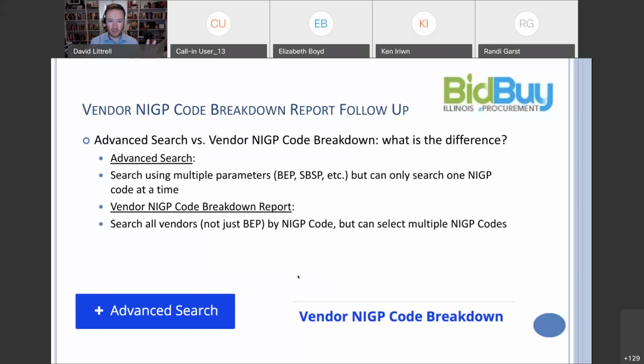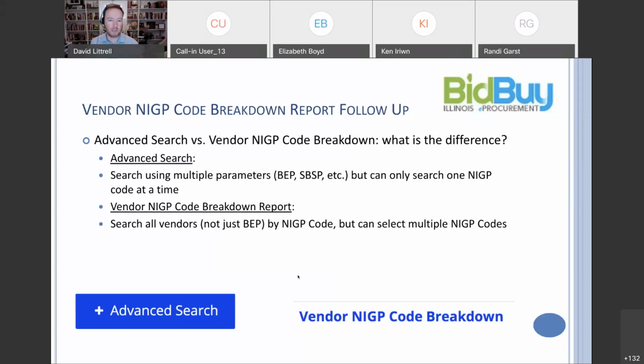I think we would use it specifically for searching for BEP vendors or small business set-aside vendors, or you also can use it just for all vendors as well. You have a little more flexibility in terms of what you're searching for, but you can only search for one NIGP code at a time. Whereas the vendor NIGP code breakdown report is in the report section in BidBuy under the settings. You can search all vendors.